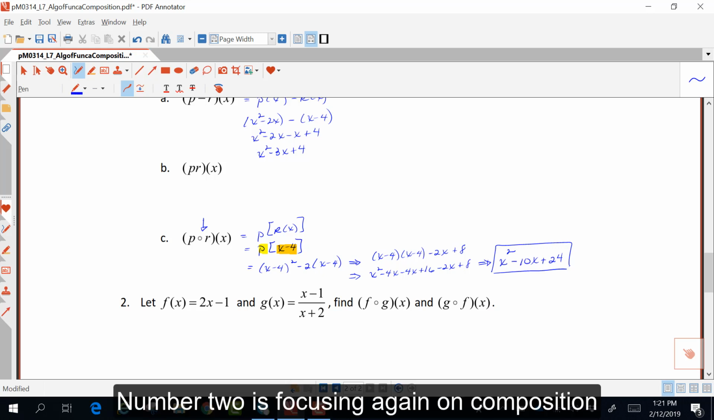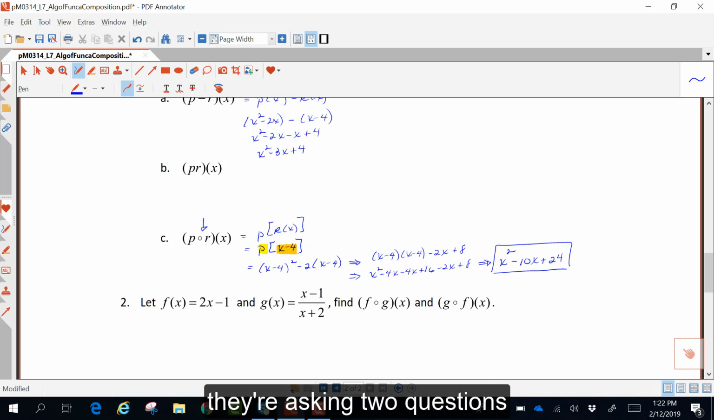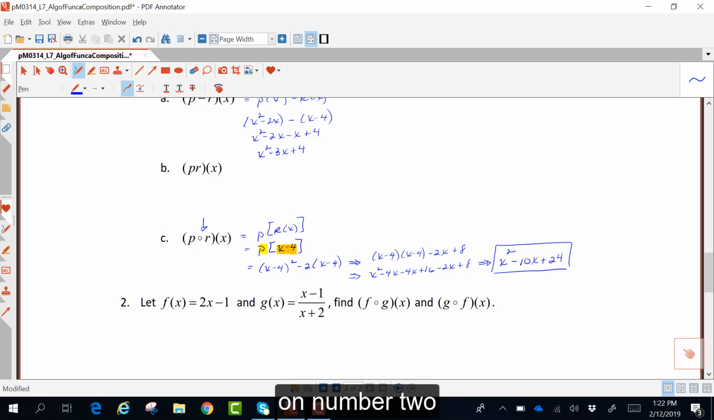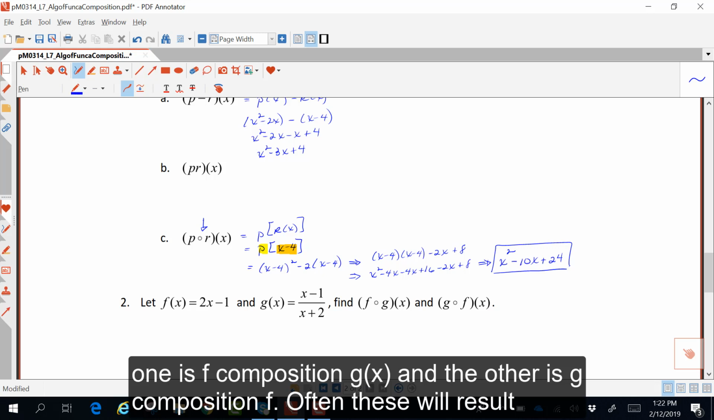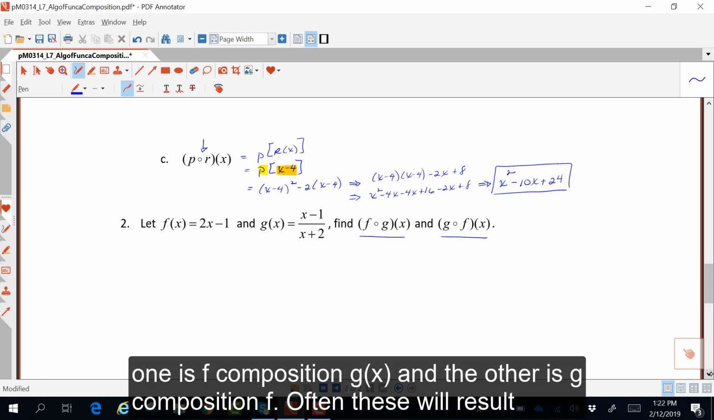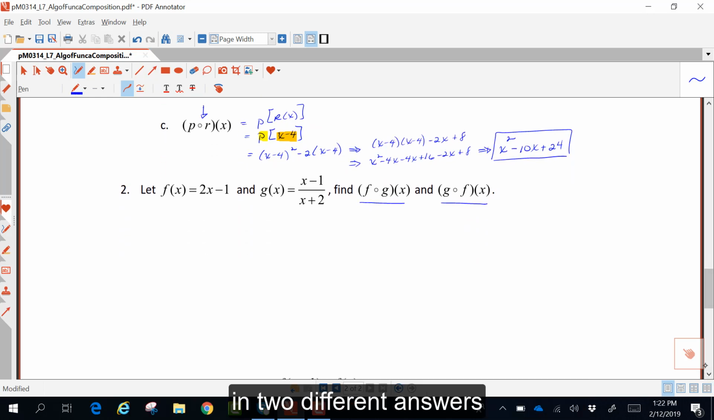Number 2 is focusing again on composition. They're asking two questions on number 2. One is F composition G of X, and the other is G composition F. And often these will result in two different answers.